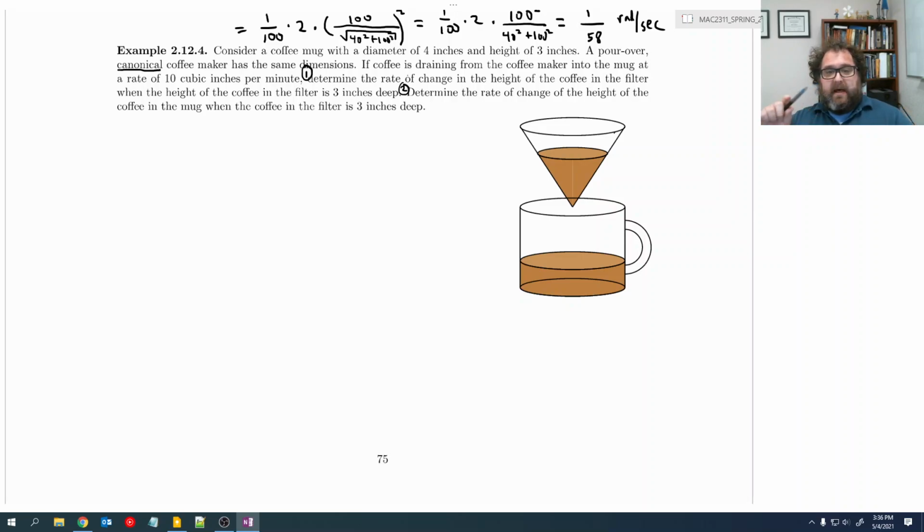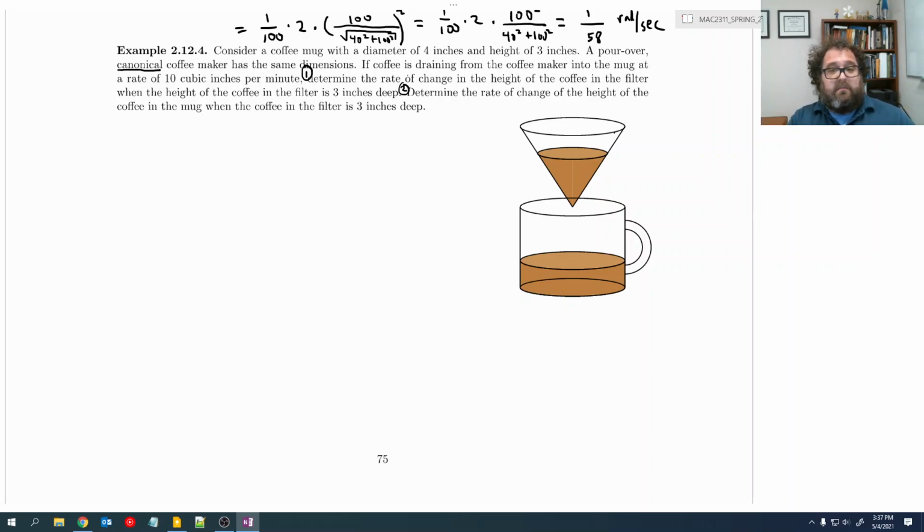So we're concerned about the rate of change of the height of the coffee in the cone. Now, what are we working with? Okay, a cone. So that's pretty obvious. We're talking about the height of a cone changing. What else are we talking about? Well, coffee is draining, so what's being affected here? If coffee is draining at the rate of 10 cubic inches per minute, like we're told, what feature of the cone is changing? Well, its volume is changing.